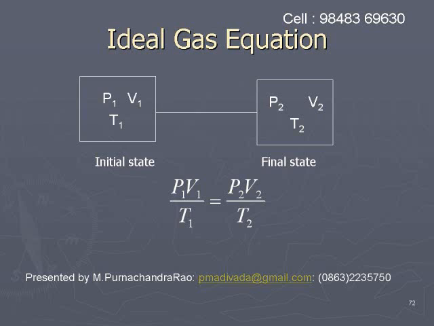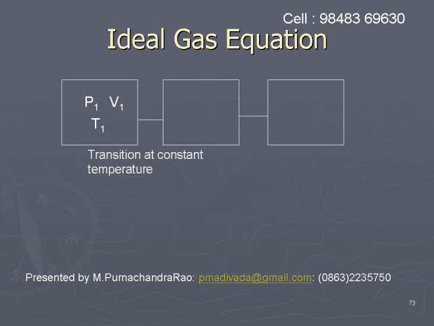Let us apply the gas laws and derive this relation. Now, let us take the initial state of the gas. It is described with P1 V1 T1. Now, let us suppose the temperature is kept constant and the pressure is changed from P1 to P2. Then the change in volume is say from V1 to V. Then we can apply Boyle's law. From Boyle's law, P1 V1 is equal to P2 V.